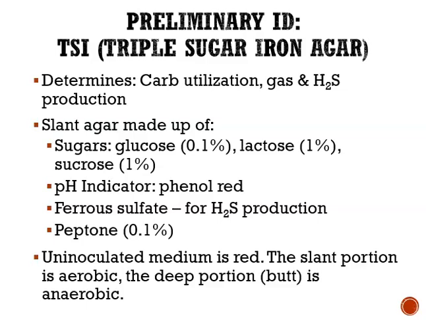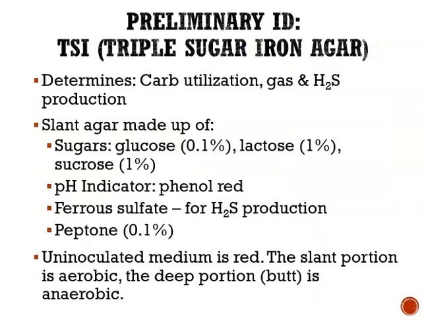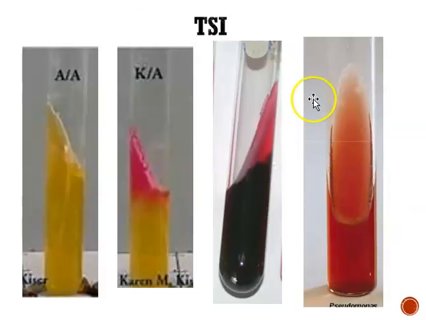So this one is also a slant agar, and just briefly I'll show you that picture so you'll know what I'm talking about. It's a slant agar made up of 0.1% glucose, 1% lactose, and 1% sucrose. In these slant medias, this area right here, which is the slanted portion of the agar, is referred to as the slant. This portion down here, which is the anaerobic portion and the bottom of the tube, is referred to as the butt of the tube.